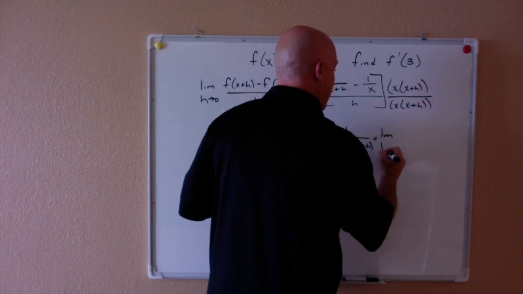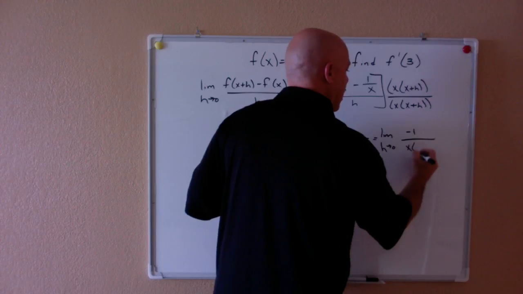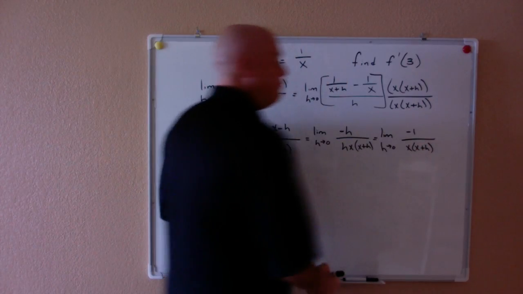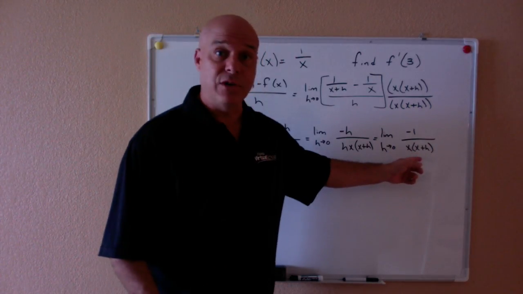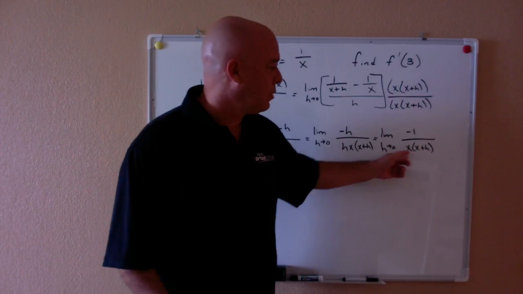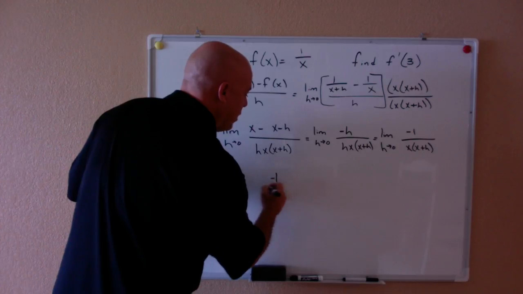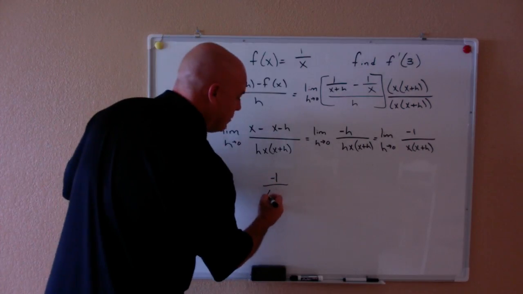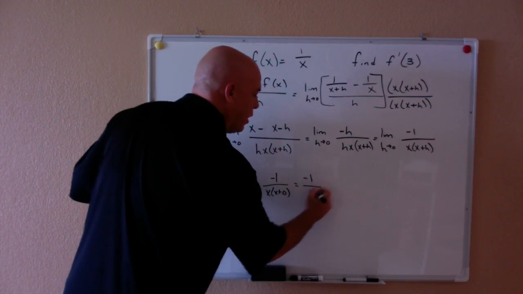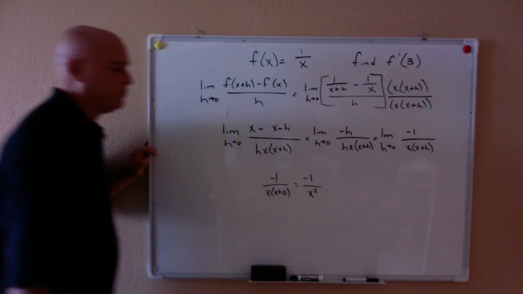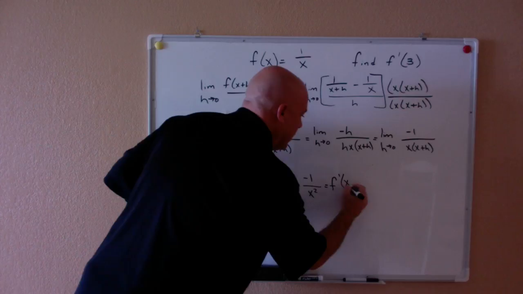So I'm going to have the limit as h goes to 0 of negative 1 over x times x plus h. Now, keep in mind that I still have an h in the denominator here, but it's actually not causing me a problem anymore. Now I can plug in 0 for h, and I'm going to get negative 1 over x times x plus 0, which is just going to be negative 1 over x squared. And there's my derivative function. There's f prime of x.